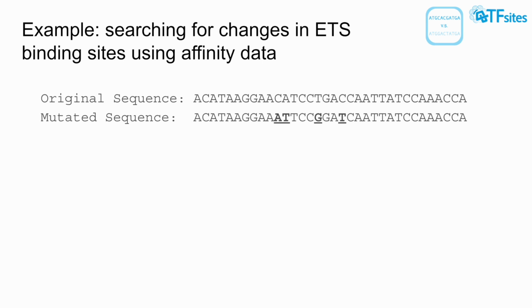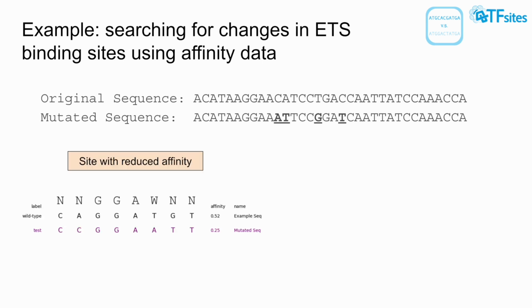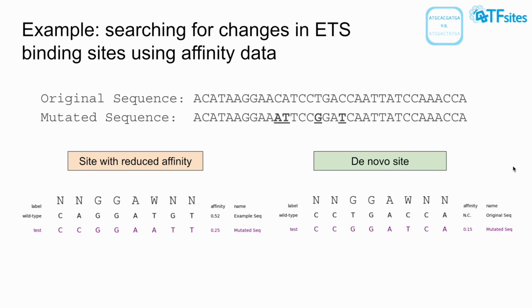For example, we can look at changes in ETS transcription factor binding sites between these 2 sequences using affinity data. Comparing the original and mutated sequences, one ETS binding site reduces in affinity. And here we can see the binding sites in both sequences as well as how they compare to the binding site definition. We also have a binding site that is created, meaning it wasn't in the original sequence but now exists in the mutated sequence.